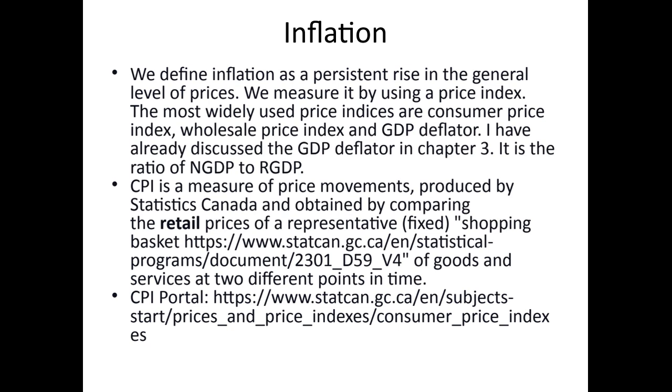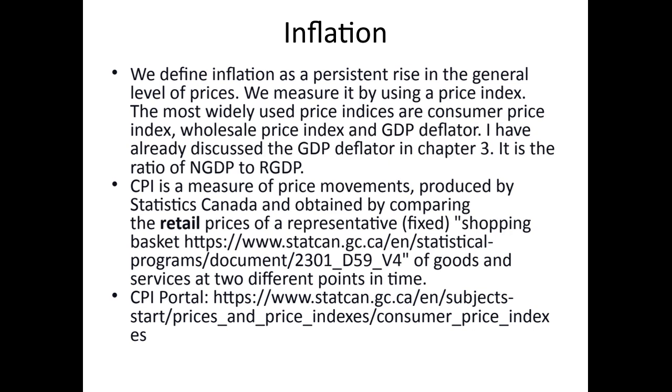So these indices, as you can read here, are consumer price index, wholesale price index, and GDP deflator. I'll discuss consumer price index in more detail, but I will also compare consumer price index and GDP deflator as well. And as you know, I've already discussed the GDP deflator in chapter 3. It is the ratio of nominal GDP to real GDP. That is, nominal GDP divided by real GDP will give you a price index. And I'll discuss in a moment the difference between consumer price index and GDP deflator, which is a price index as well.